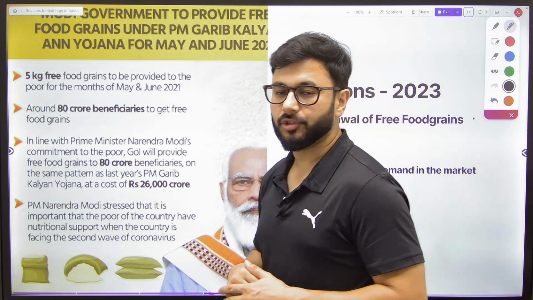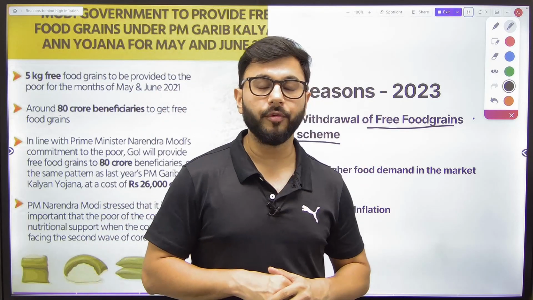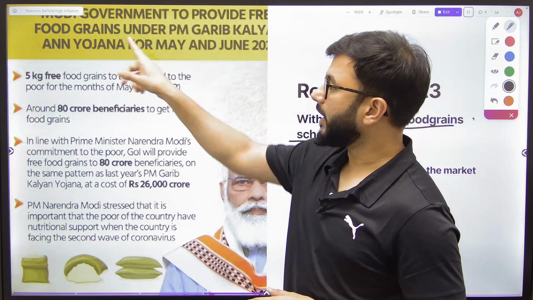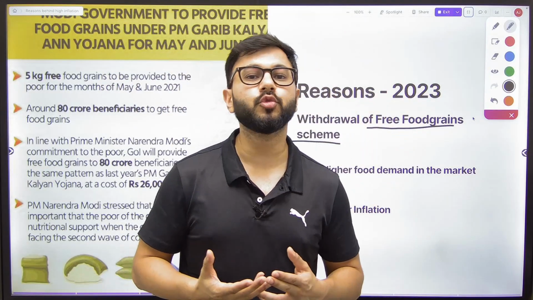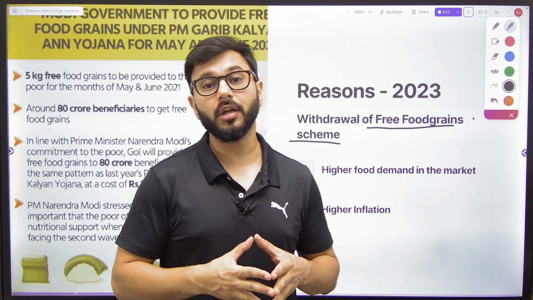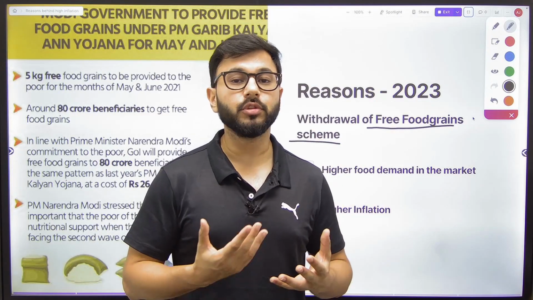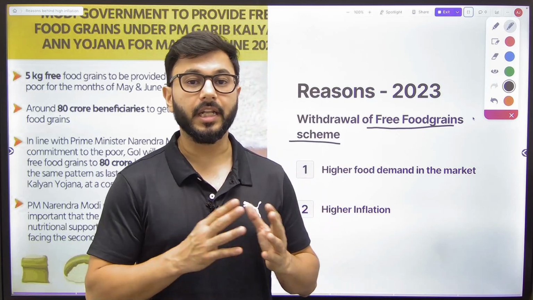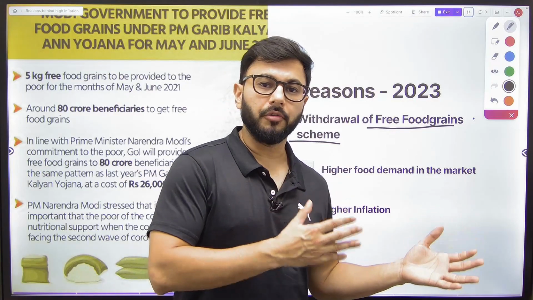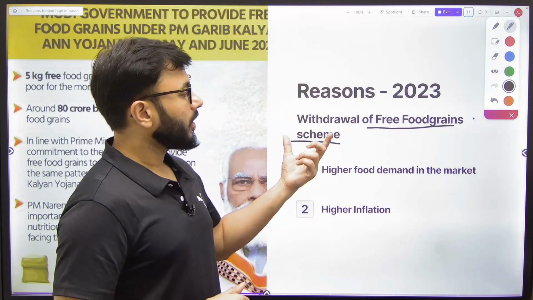What is the second major reason? Withdrawal of the free food grain scheme. The government in 2020, after COVID, launched a free food grain scheme called PM Garib Kalyan Anna Yojana, which provided free food grains to the poor people. It had to be withdrawn at some moment because the government cannot fiscally manage so much free food grain to the poor people around the country at every point of time. And this was in addition to the free food grain scheme that already exists under the National Food Security Act. This had to be withdrawn.